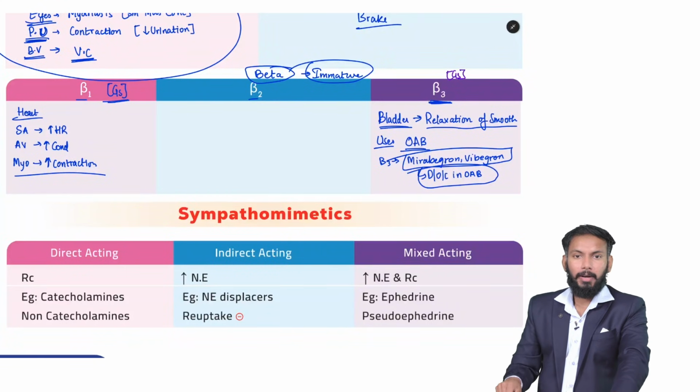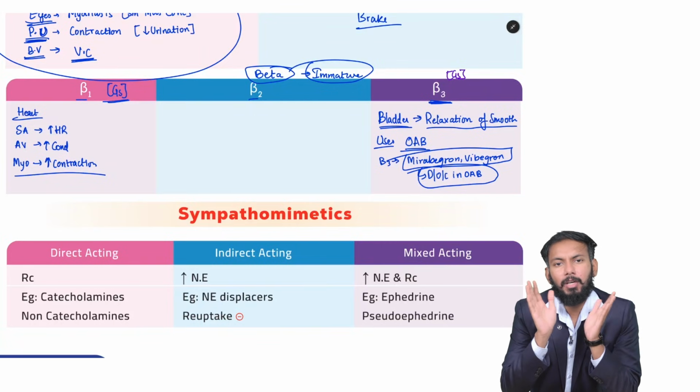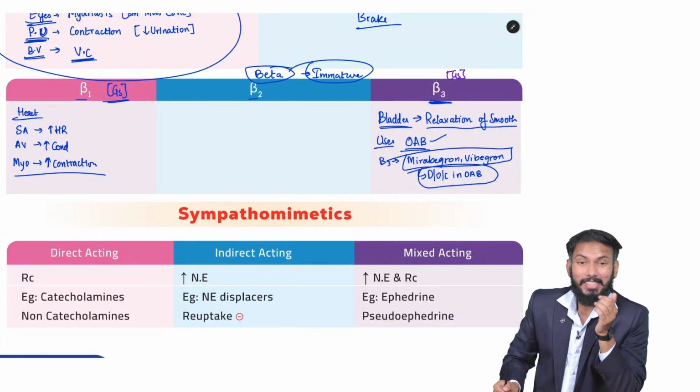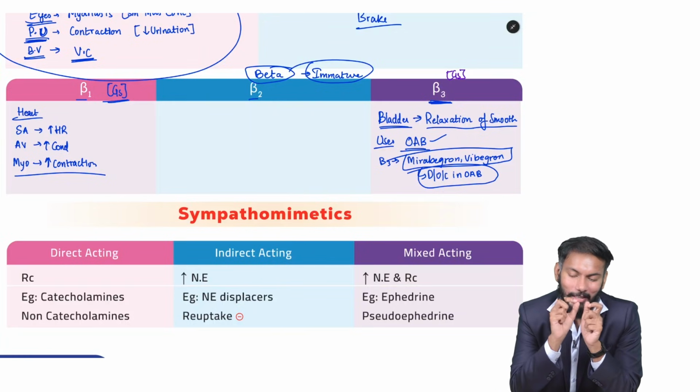It is the drug of choice in overactive bladder. So if I ask you, a person is having overactive bladder with dementia, which drug will you give? Trospium, solifenacin or mirabegron? Obviously, the answer is mirabegron. Why? Mirabegron is the drug of choice anywhere for overactive bladder. Did you understand? So the drug of choice for overactive bladder with dementia is mirabegron.